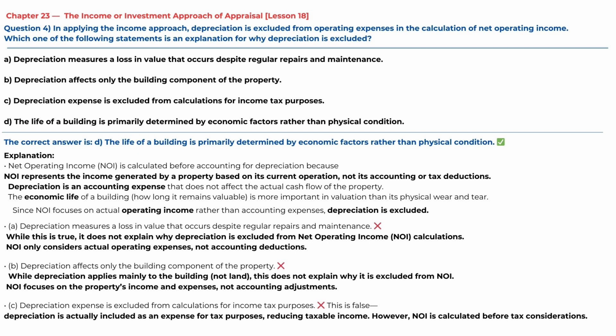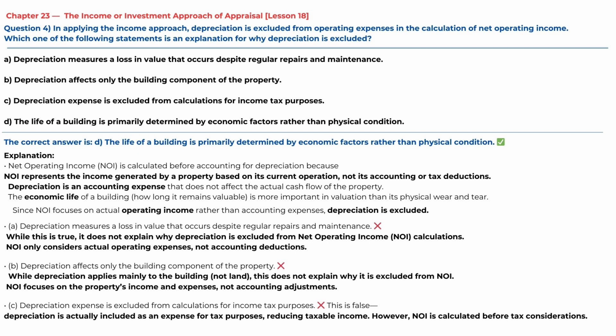Explanation. Net operating income, NOI, is calculated before accounting for depreciation because net operating income represents the income generated by a property based on its current operation, not its accounting or tax deductions. Depreciation is an accounting expense that does not affect the actual cash flow of the property. The economic life of a building, how long it remains valuable, is more important in valuation than its physical wear and tear. Since NOI focuses on actual operating income rather than accounting expenses, depreciation is excluded.